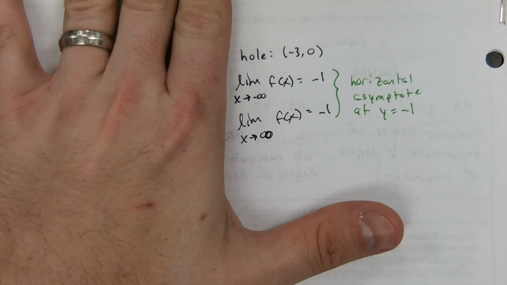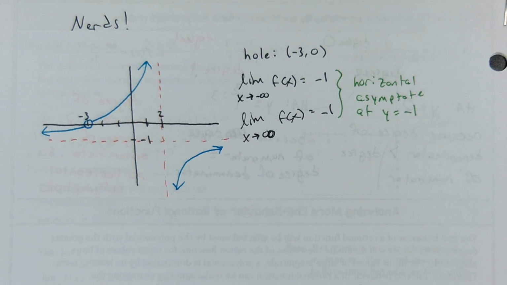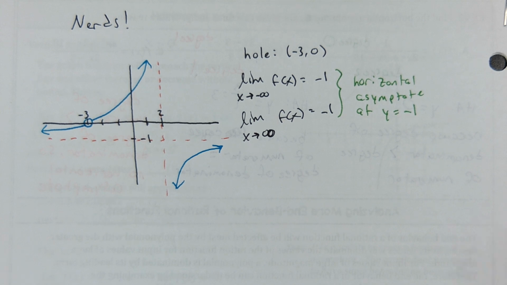So even if you hadn't had a picture, this would have been enough for you to know that you had a horizontal asymptote at y equals negative 1, because it's what's happening at the infinities. That's the definition of a horizontal asymptote. Y approaches a number as x approaches infinities.